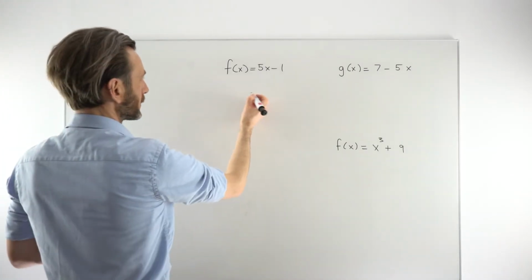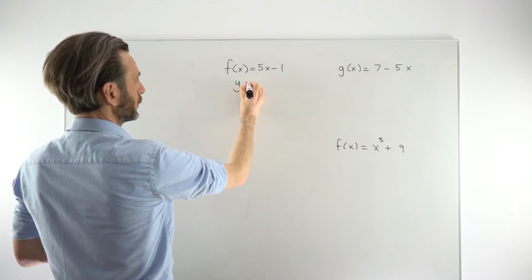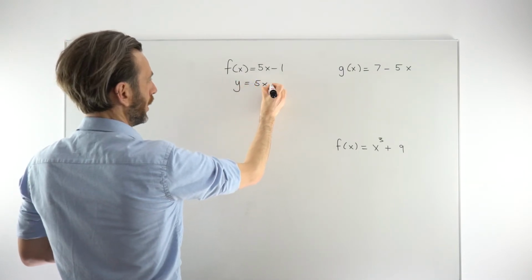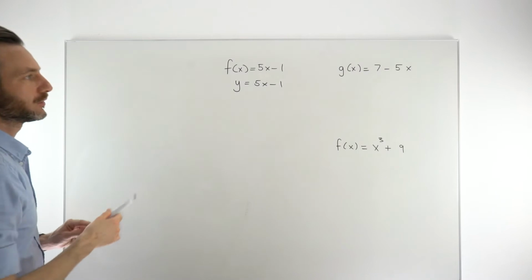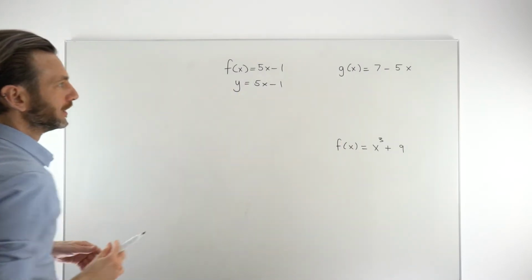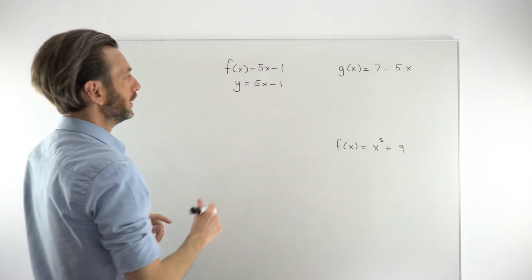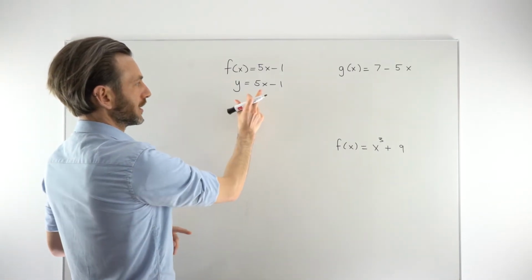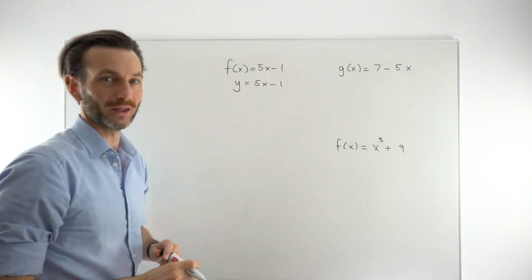So the way we do this is we start by changing the function notation to a letter like y. That's just because we're going to do some algebra here, and we tend to not use function notation when we're doing algebra. So we're just changing that to y. All we then do to find the inverse is change the subject of the formula to x.